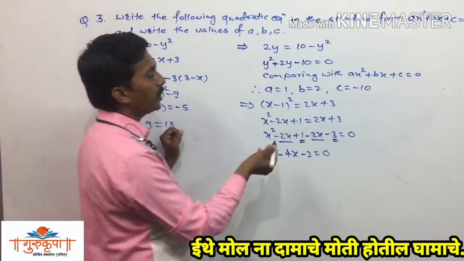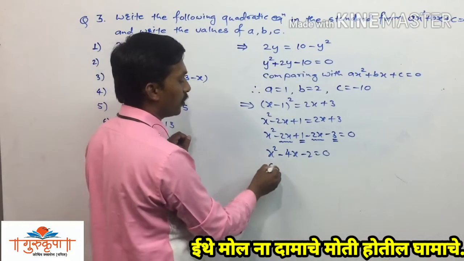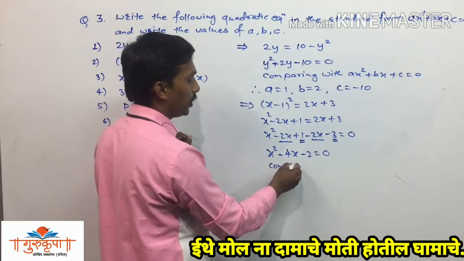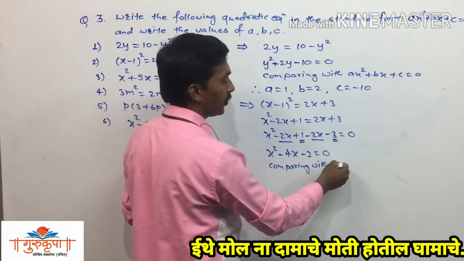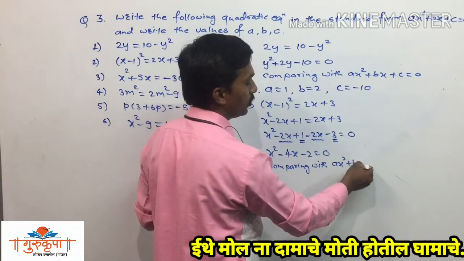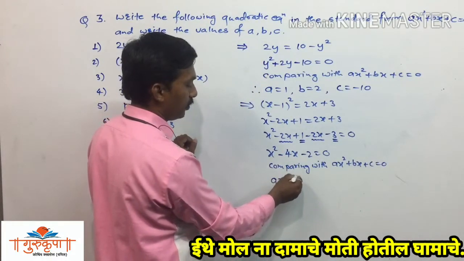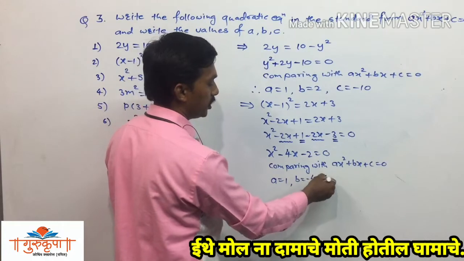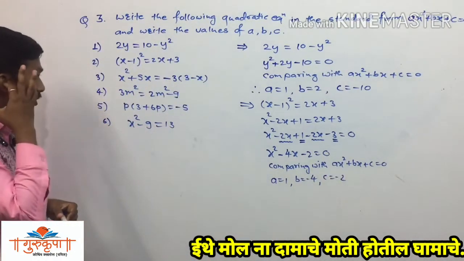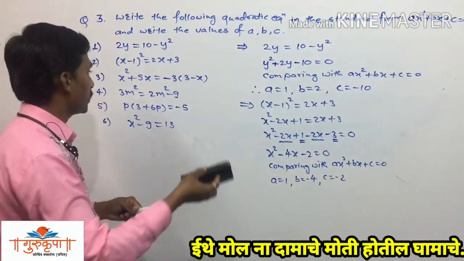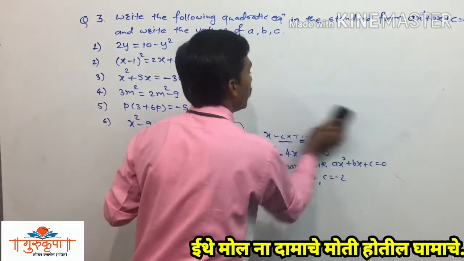And now we have to write the values of a, b and c comparing this equation with the standard form. So comparing with ax square plus bx plus c is equal to 0, a is equal to 1, b is equal to minus 4 and c is equal to minus 2. We have third question, that is x square plus 5x is equal to minus 3 into bracket 3 minus x.